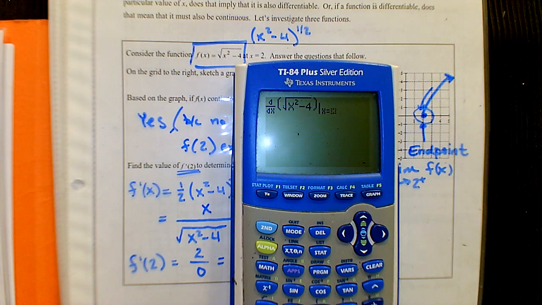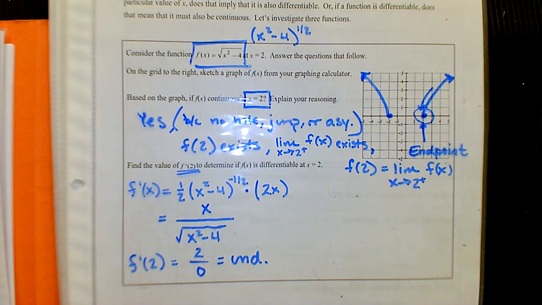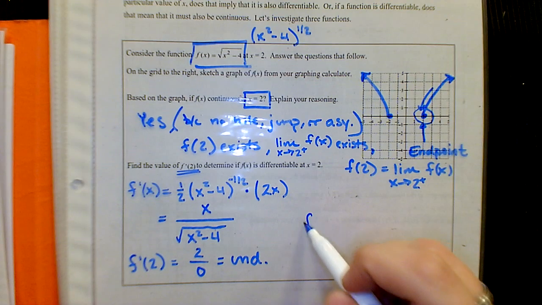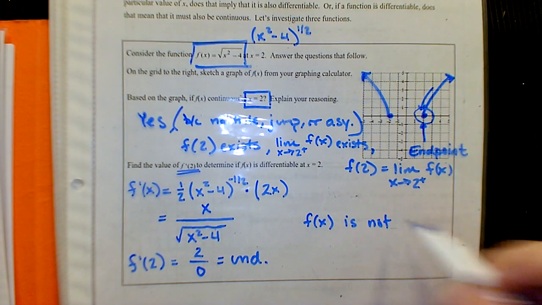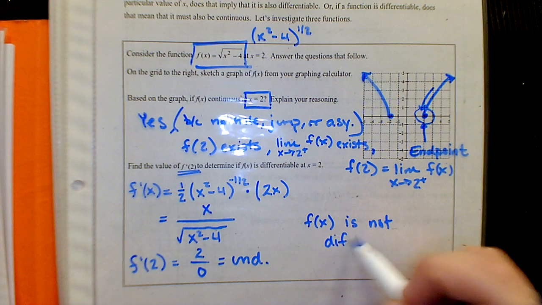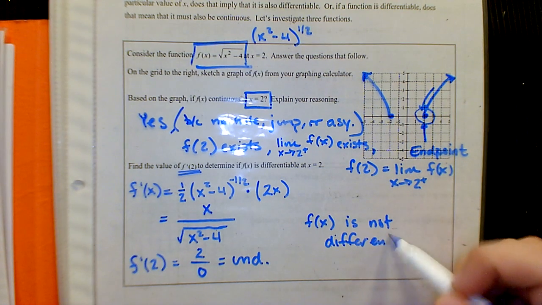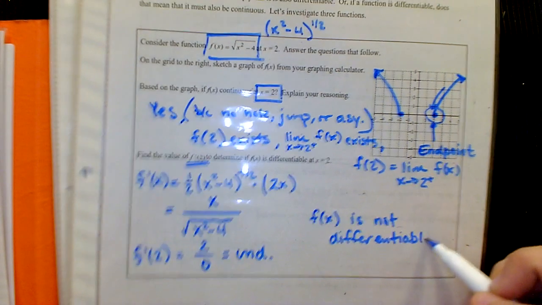What are we going to plug in for the last box? Thanks, Garrett. 2. Okay. And that derivative value is not real. Okay, doesn't exist. Undefined, whatever you want to say. So you get the same value either way. All right, so we can say then f of x is not differentiable. Good luck spelling that word or saying it.